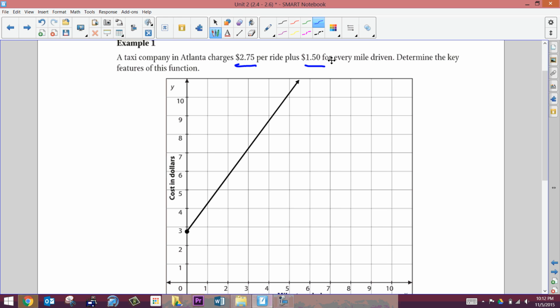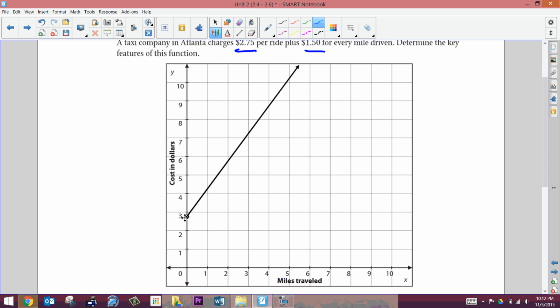So when you first get in the cab, you have an initial fee of $2.75, and as you drive down the road, miles, your price goes up. So let's identify some key elements. What's very important about this graph?